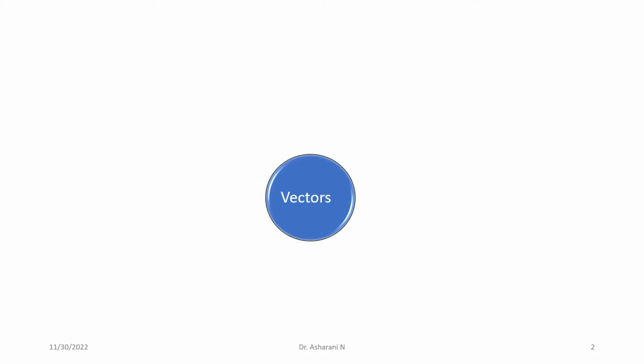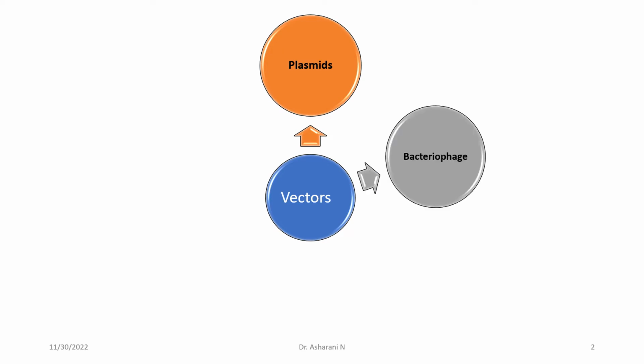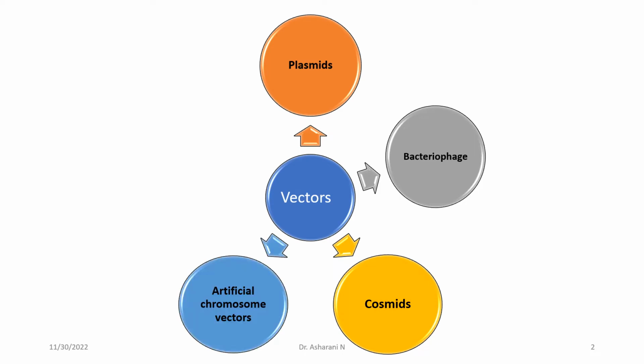Coming to the various vectors which are utilized in rDNA technology, they are plasmids. Second one we have bacteriophages. The third is cosmids. Then we have artificial chromosome vectors. So all these can be expressed. When they are expressed, we call them expression vectors. Now we will learn the details of these vectors one by one.